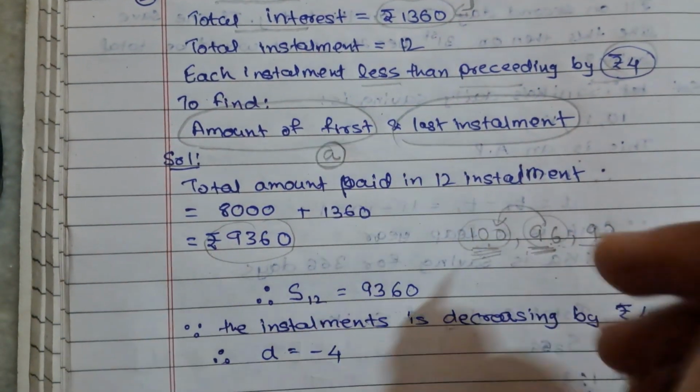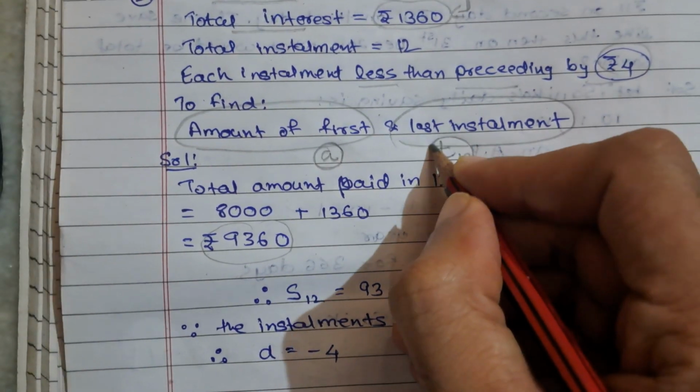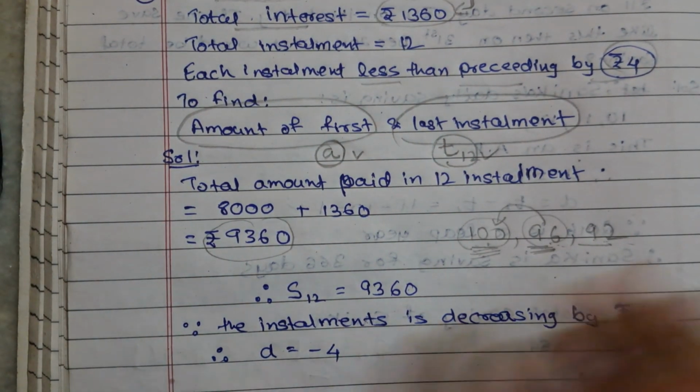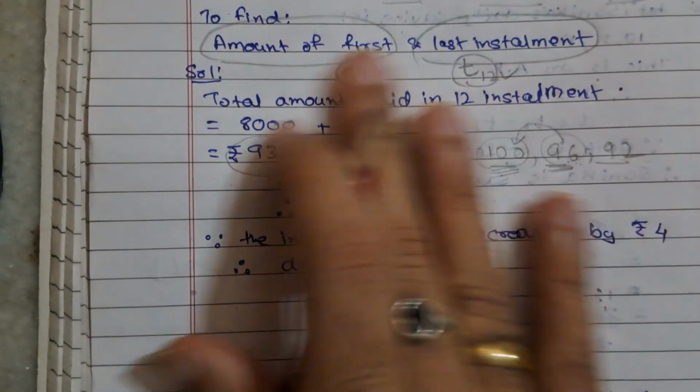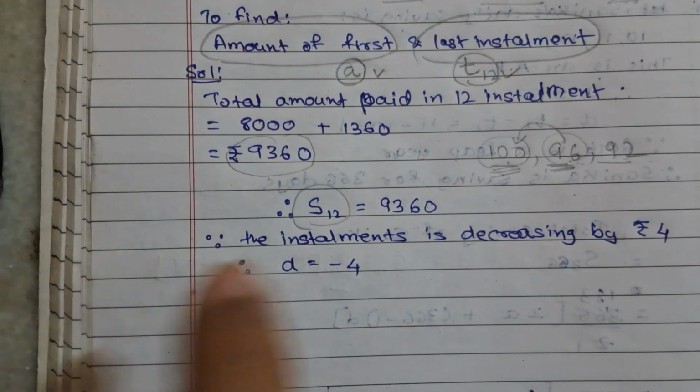If I go like that, T12 will be the last one. So I need to find T12 as the last installment. So these are the two things that I need to aim for. So let's see what we should do. If I look into this sum solution part, I can see S coming over here, right? Let me just give it a thought.